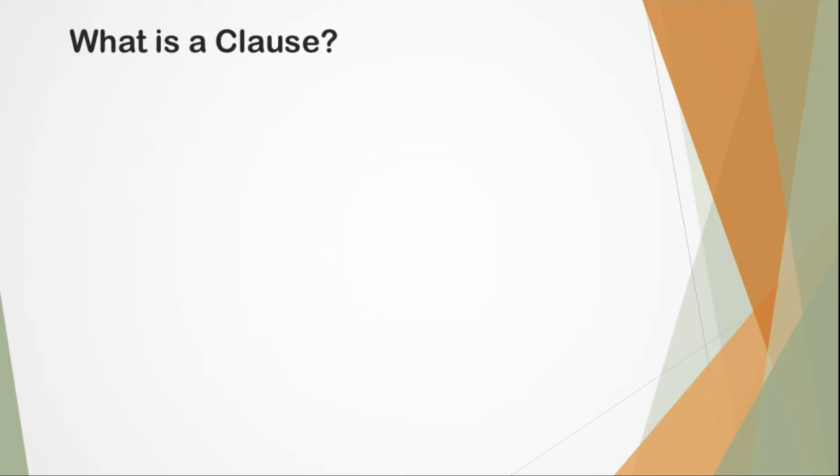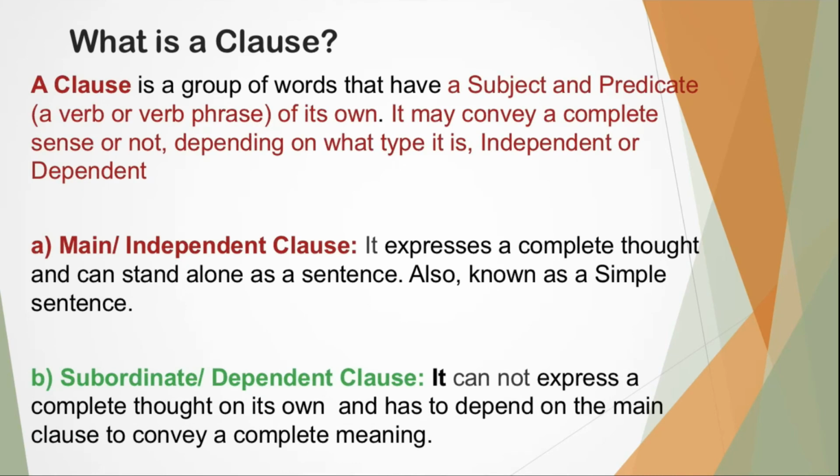Now coming to clause. What is a clause? A clause is a group of words that have a subject and predicate of its own. It may convey a complete meaning or sense or not, depending on what type it is, independent or dependent. Okay. Now there are two types of clauses, independent or main clause. The second is subordinate or dependent clause.